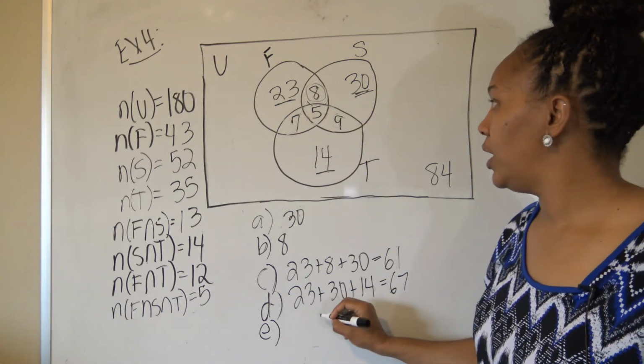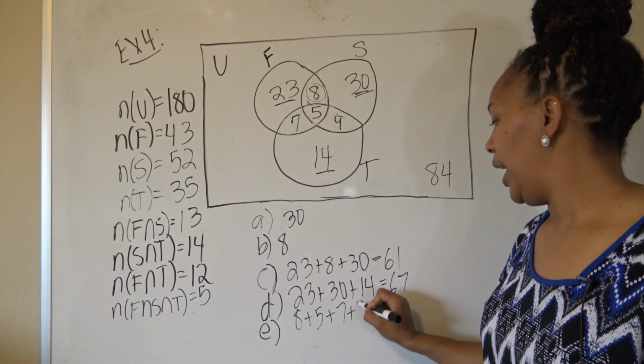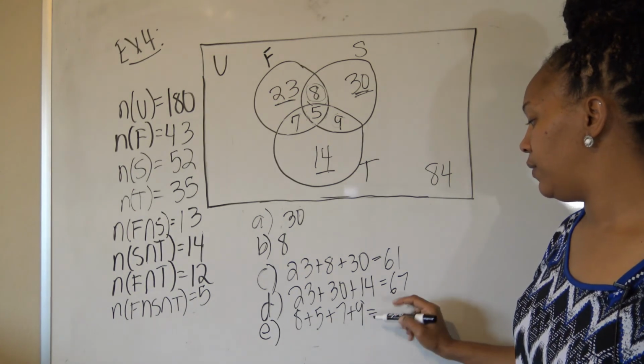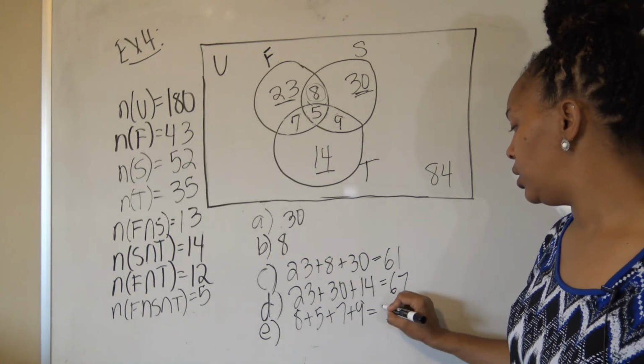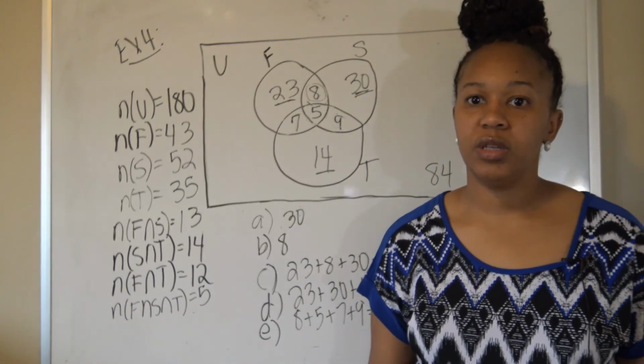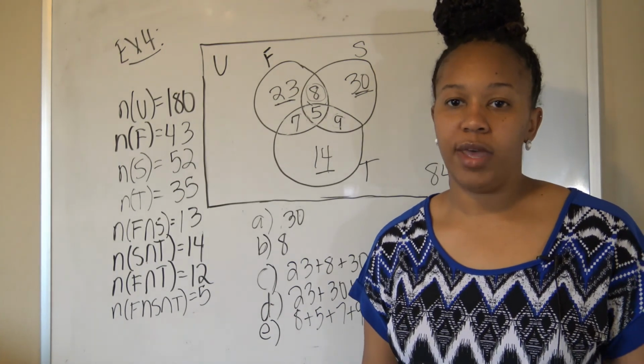So to get that answer, I need to add the 8, the 5, the 7, and the 9. That's 8 and 5 is 13, 13 and 7 is 20, 20 and 9 is 29. So there are 29 of the individuals who participated in at least 2 of the activities.